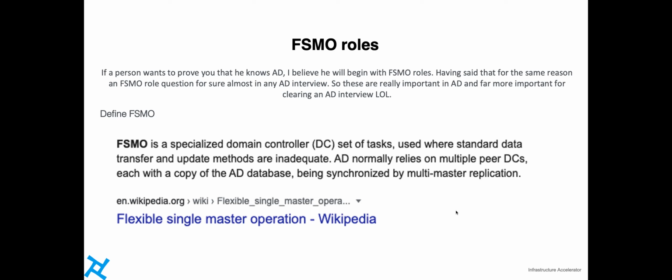Define FSMO. FSMO, or Flexible Single Master Operation role, is a specialized domain controller set of tasks used where standard data transfer and update methods are inadequate. AD normally relies on multiple peer DCs, each with a copy of the AD database ntds.dit, being synchronized by a multi-master replication, AD replication.